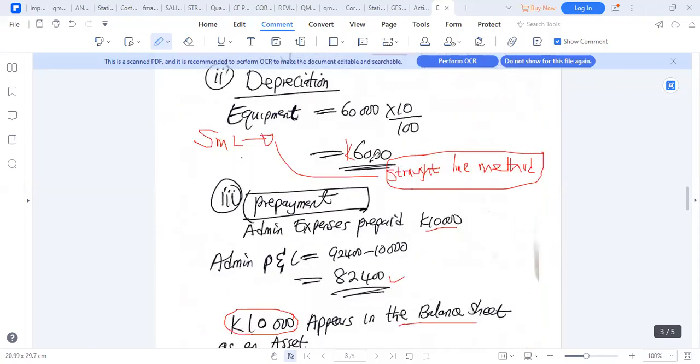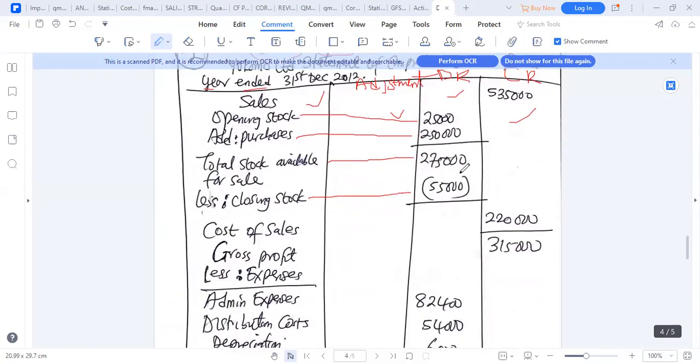So what happens next? When we get to 55,000, you subtract it from there. This is the cost of sales. Now, cost of sales should be in brackets, okay? So now you get the gross profit. Gross profit is equal to sales minus cost of sales. This is how you get the gross profit. We are getting 315,000 as a gross profit.